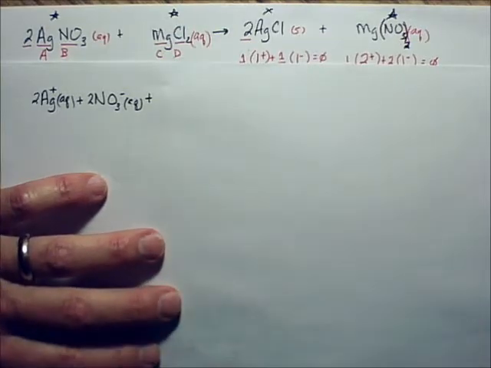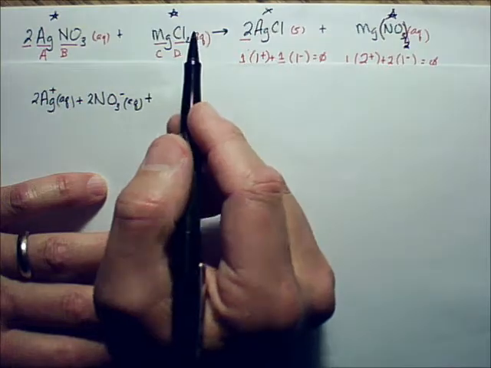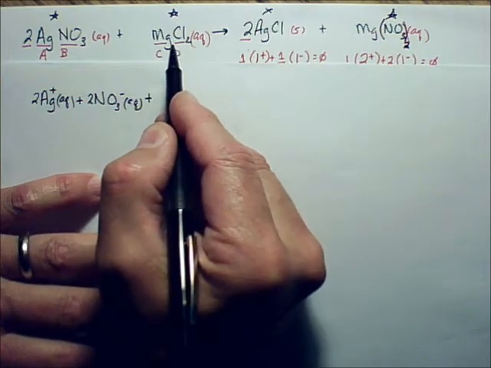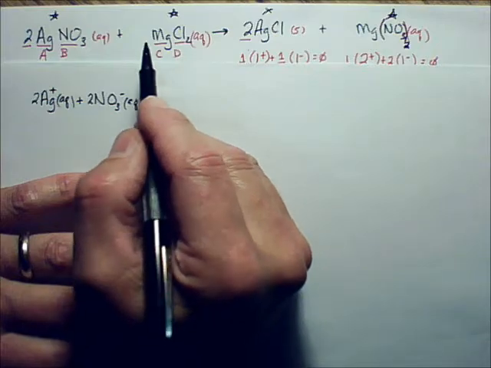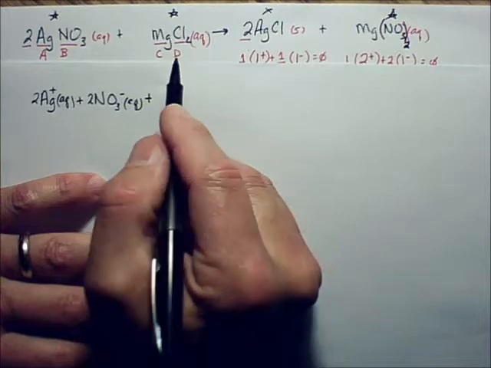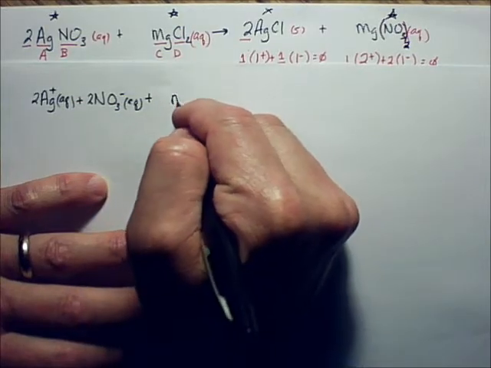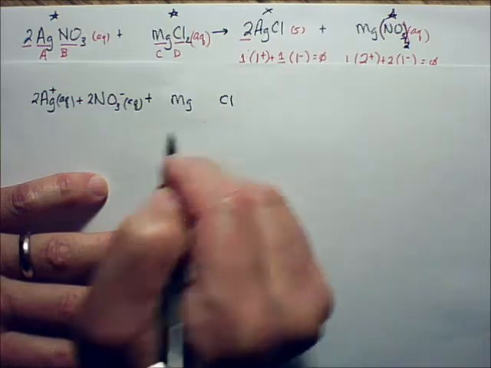All right. So this is going to break up. We said it's going to break up. We know that because it's ionic. We know it's ionic because it's a metal bonded with a nonmetal. But it has to be both ionic and aqueous. Okay? If it's going to break up, we're going to break it up into magnesium and chloride.